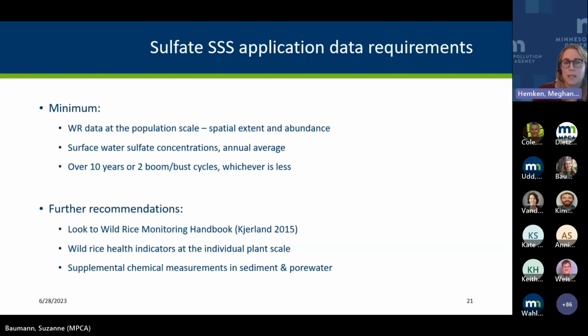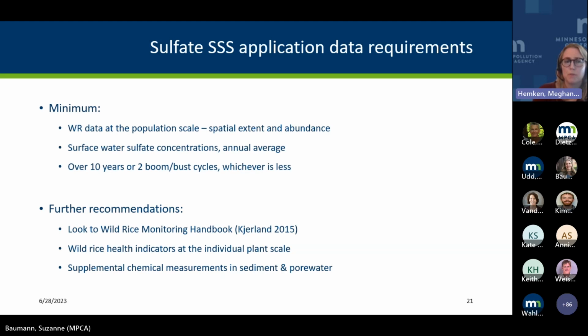So wild rice data at the population scale of spatial extent and abundance is required, as well as sulfate water column concentrations, and we are asking for 10 years or 2 boom-bust cycles, whichever is less. Any less than that, we would consider insufficient to show how the wild rice population will be supported.